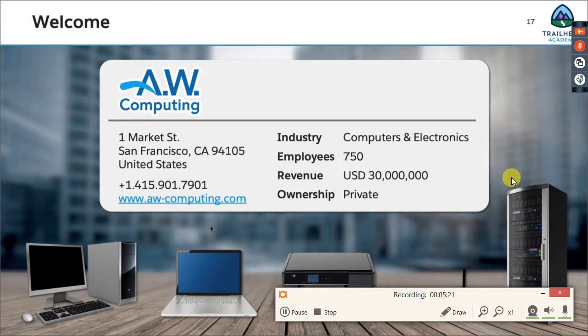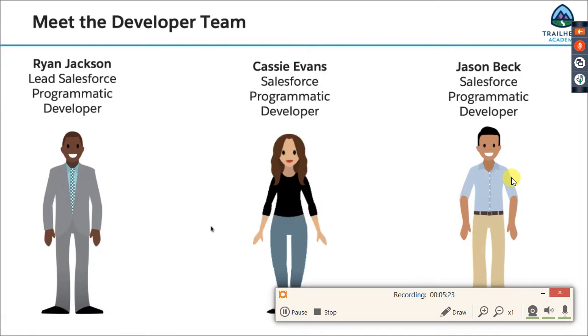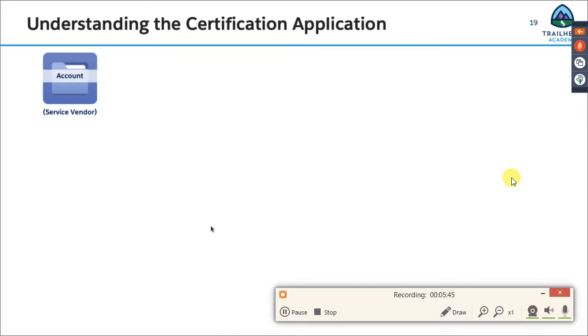So AW Computing has hired you to work alongside Casey and Jason. All three of you report to Ryan. That's basically the game or the story that we're going to play today. Now, as I say, the data model for that particular project includes the account and contact, both of them obviously standard objects.